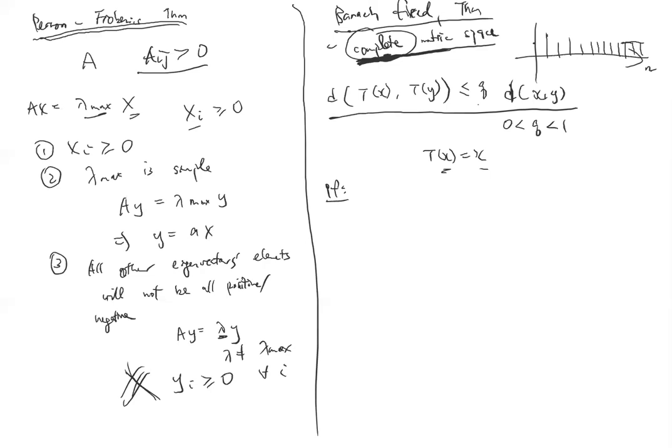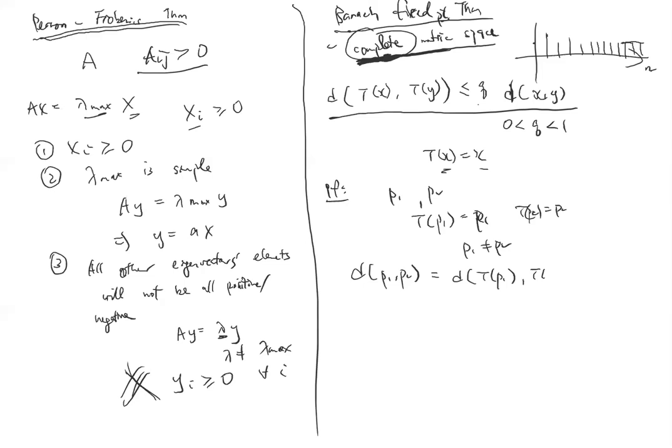Let's say the point is not unique. Then I have, let's say, p1 and p2, two points here, and they are different, and they are both fixed points. So I have Tp1 equal to p1 and Tp2 equal to p2, but p1 is not equal to p2. Then the distance between p1 and p2 is just equal to d(Tp1, Tp2), right?